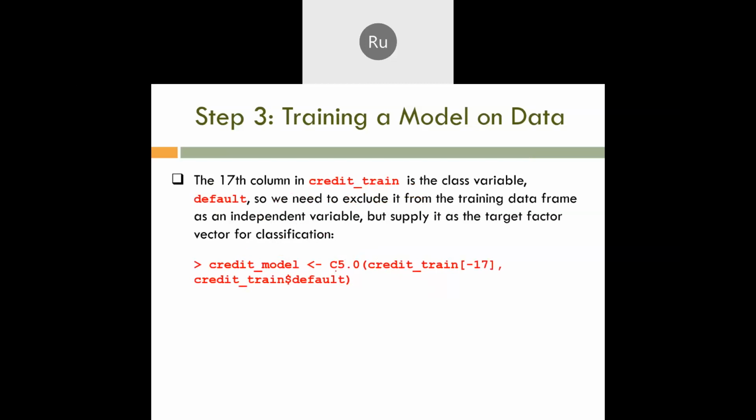Now here we're calling the C5.0, meaning that I will get all the training data set except the last column, which is the default, which is the dependent variable. Okay, I include all except the last column. And then the last column will pass us the labels because we want to use this one to model using the C5.0. So over here, I will pass my data, and over here, I will pass my labels.